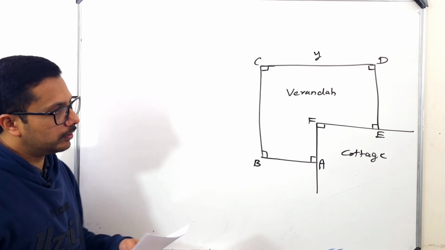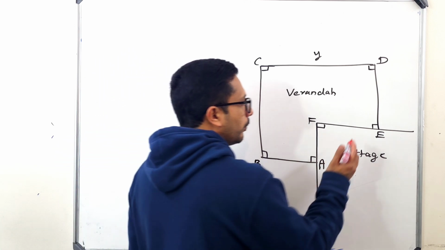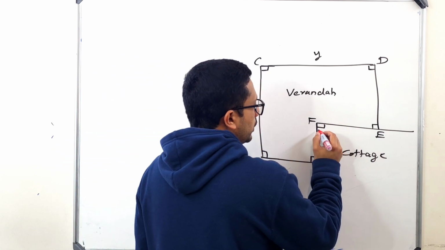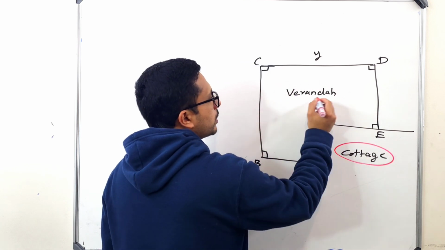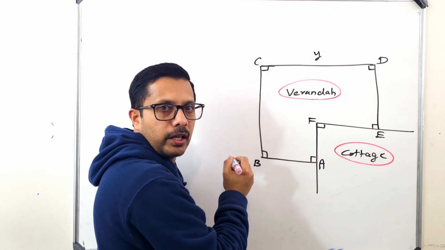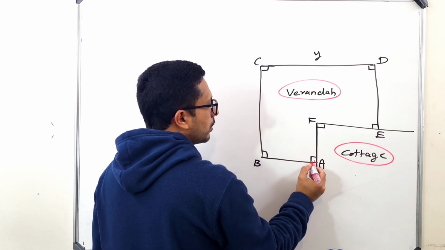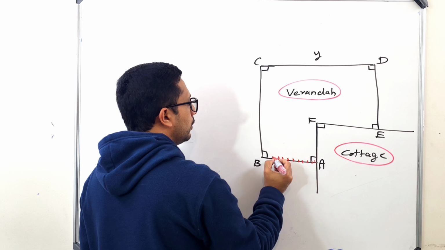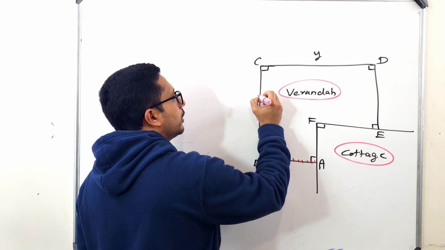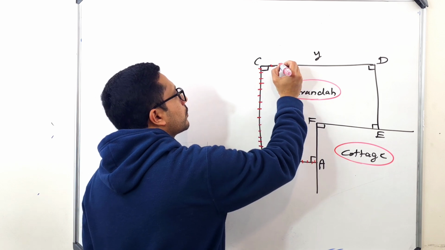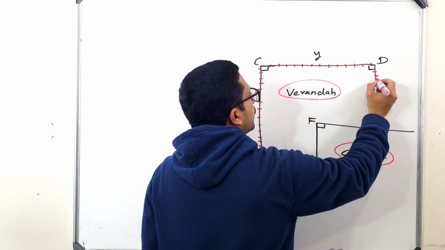So here this is the cottage. This is the cottage section. So there is a building here. They are saying that this one is a cottage and this one is a veranda, a veranda for that cottage. So this veranda is on the corner of that cottage. Am I right, guys?